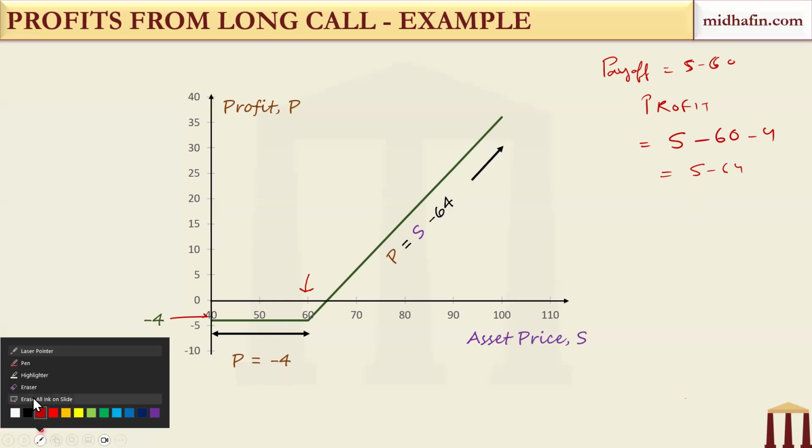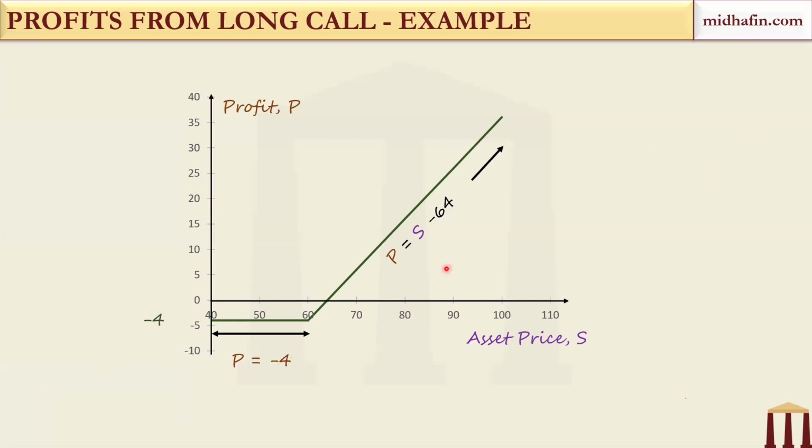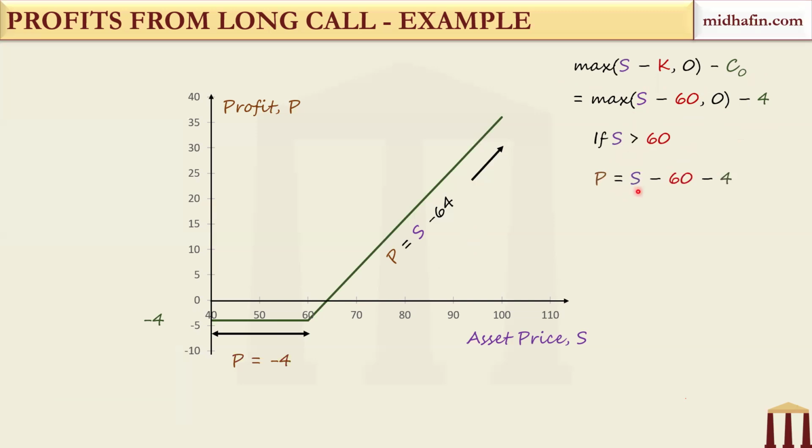Now let me just do one thing. Let me erase everything. To generalize, we can write this as payoff minus premium. This is the payoff, this is the premium. Of course, we substitute 60 for K, and we know that if S is greater than 60, then P is equal to S minus 60 minus 4, which means P is equal to S minus 64, whereas if S is less than or equal to 60, then P is equal to -4. So everything is crystal clear over here.